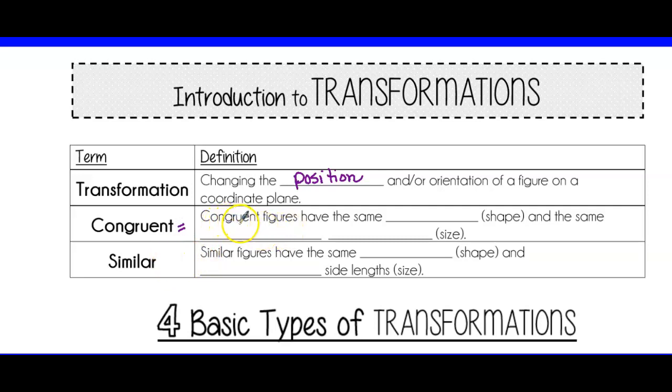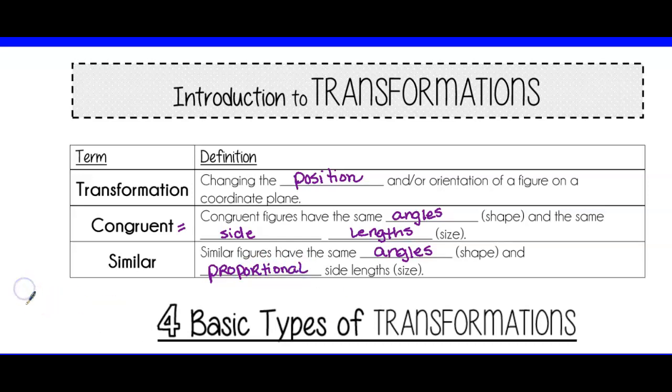Congruent figures have the same exact angles and the same exact side lengths. So basically there are two figures that are exactly the same, okay? Similar figures have the same shape, which means they have the same angle measures, and they have what we call proportional side lengths. They're not exactly the same measurement, but they are in proportion.